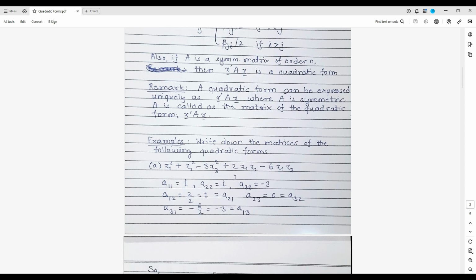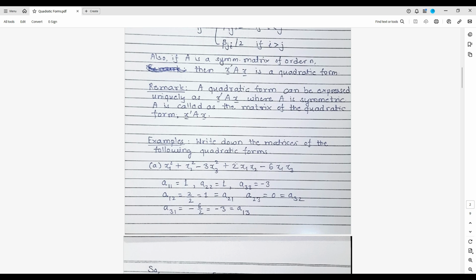So let us take this first example wherein we have x1 square plus x2 square minus 3x3 square plus 2x1 x2 minus 6x1 x3. So in all we have three variables. So our vector x will have three components x1, x2 and x3. Now the coefficient of x1 square is 1. So the first diagonal element of the matrix A will be 1. The coefficient of x2 square is 1. So the second diagonal element of matrix A, that is A22, is also 1. Then the coefficient of x3 square is minus 3. So the third diagonal element of matrix A, that is A33, will be minus 3.